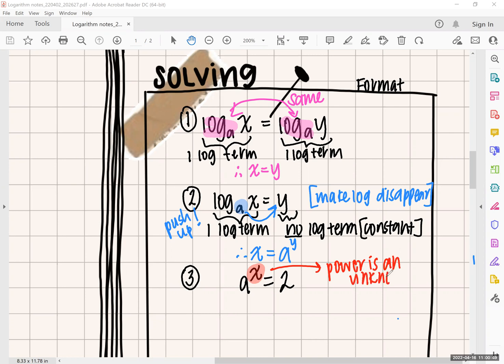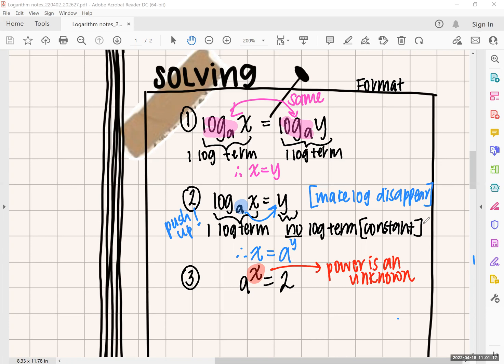Wait, is that part of the law 3? This is not law 3, this is format 3. So in solving, you will see many different formats, and you need to identify which format is which. Like next time when you do solving, you say, oh, Miss Lin, this one is format 4. Yeah, correct. So you do the format 4 method. Understand? So it's about identifying which format it is. Then you know what to do.